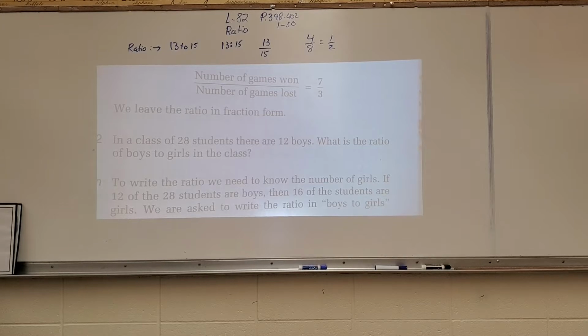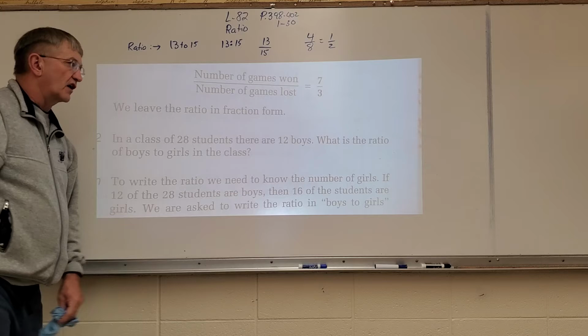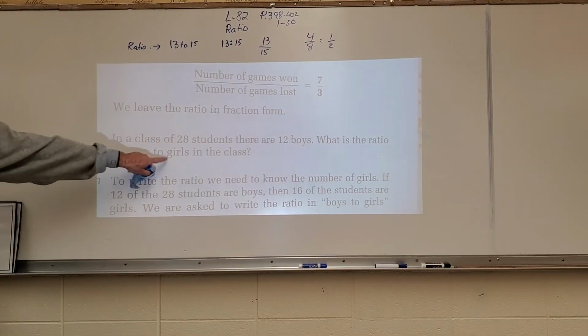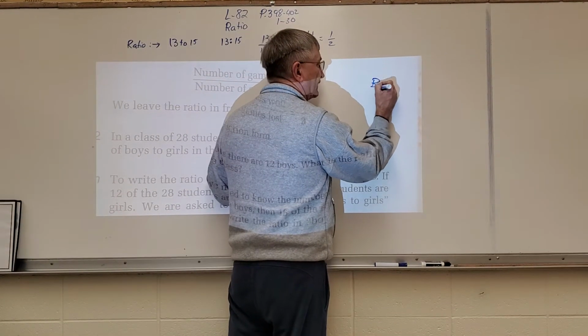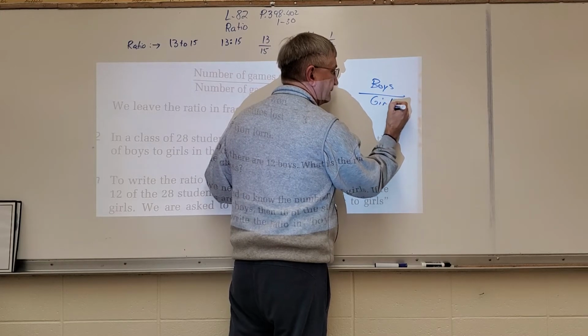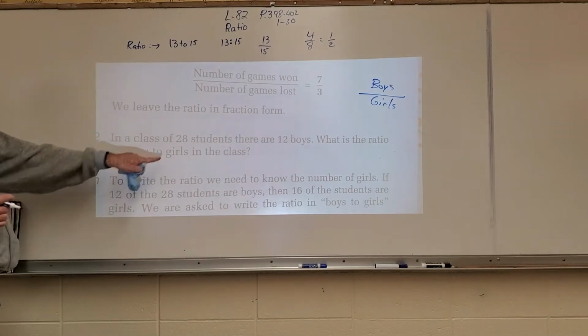All right, now look at example 2. It says, in a class of 28 students, there are 12 boys. What is the ratio of boys to girls? So immediately, I have boys to girls. I'm setting that up because that's what the question asked.